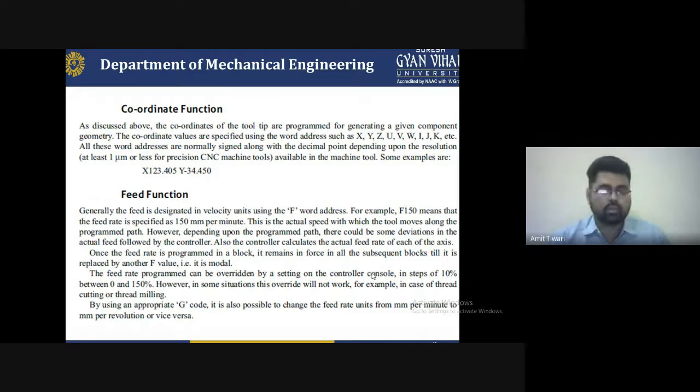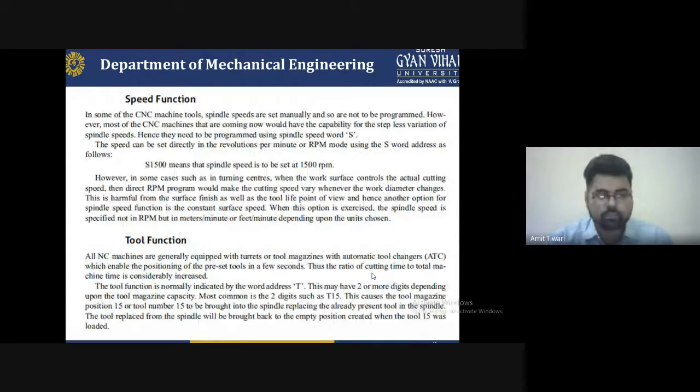So that is the feed function. Now, second is the speed function. In some cases, the CNC machine tool spindle speeds are set manually. However, most of the CNC machines now coming have the capability of stepless variation of the spindle speed. Hence, they need to be programmed, usually the spindle speed, using the word S. The S word will indicate that it is used for the spindle speed.